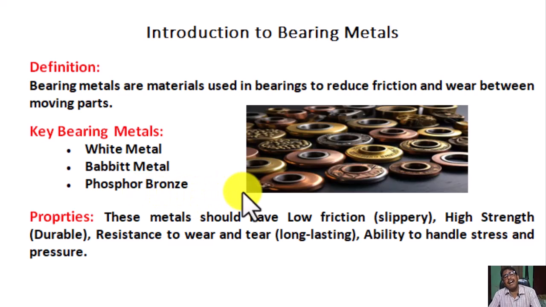Now, what are the properties of bearing metal? This metal should have low friction, that means slippery, high strength, that means durable, resistance to wear and tear, that means long lasting, ability to handle stress and pressure.